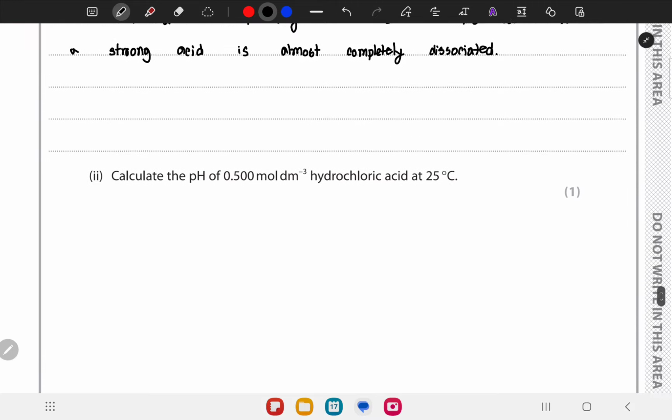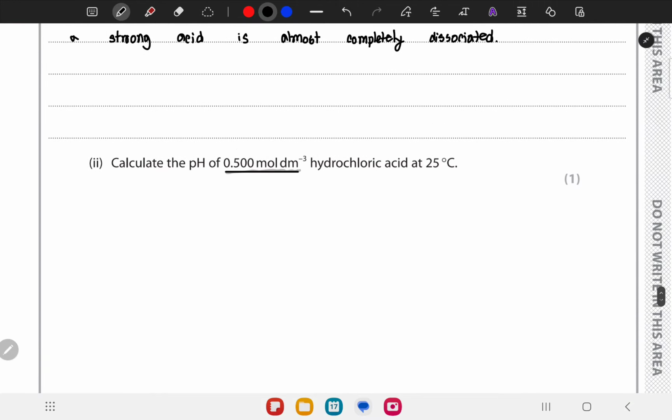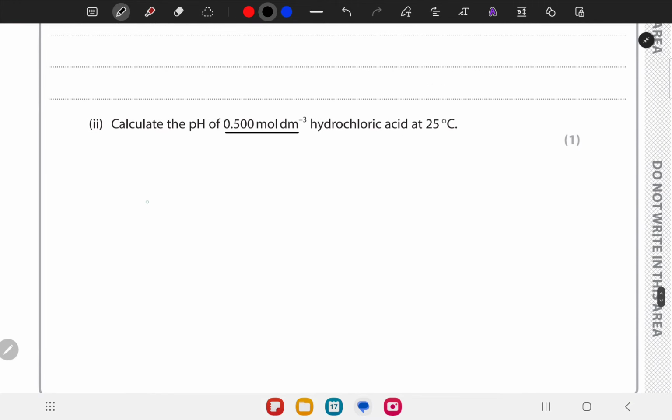Now we have to calculate the pH of 0.5 mole per dm cube hydrochloric acid. Since hydrochloric acid is a strong acid, the concentration of H plus ions and the concentration of the hydrochloric acid would be almost the same. So pH is minus log base 10 of 0.5. This will come out to be 0.301.